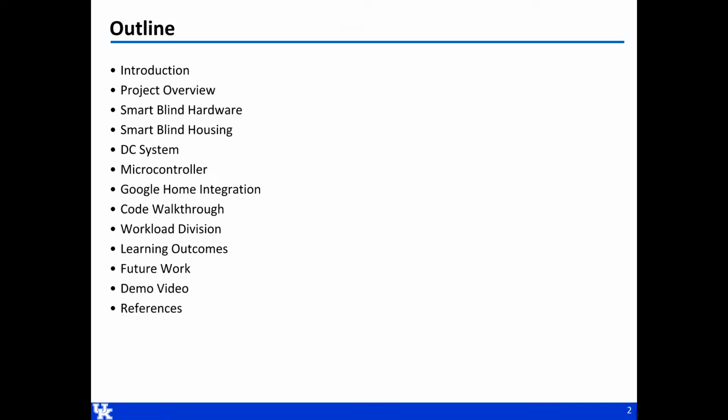An outline of our presentation will be as follows. We're going to give an introduction, talk about our project overview, talk about the hardware of our smart blinds in depth, talk about the housing for our smart blinds, talk about the DC system, talk about our microcontroller, talk about the integration with Google Home, give a code walkthrough of our software, talk about how the tasks were divided between both me and Andrew, talk about what we learned throughout doing the project, our future work, and show a demo video of our project in action.